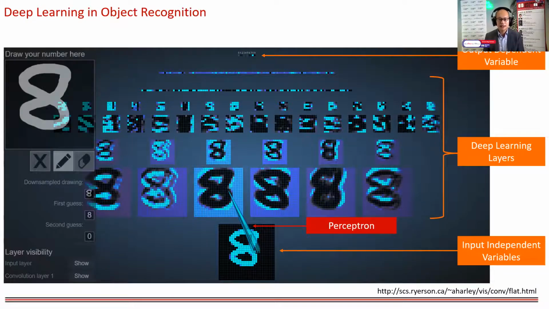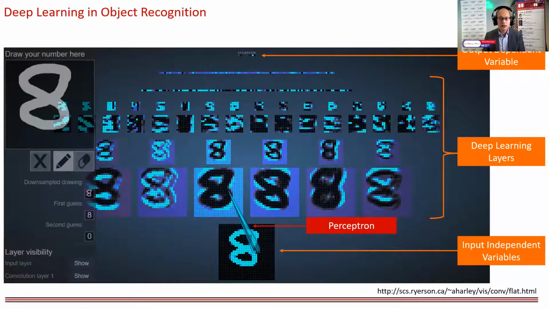If you look at the central figure, at the very bottom, you see the number 8 there. That is my input variable. Every single point, every single pixel that you see over there is one of the independent variables. If you go all the way to the top, you have my output variable. The output variable is what the model is predicting the input to be. In this case, the first guess is the number 8. The second guess is the number 0.